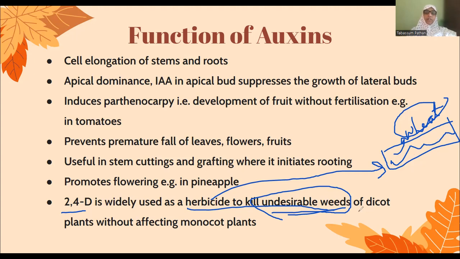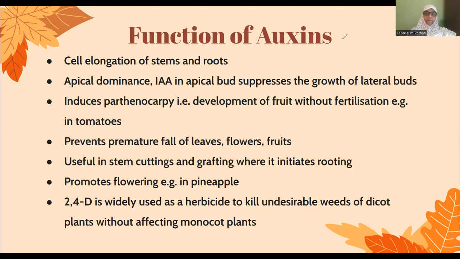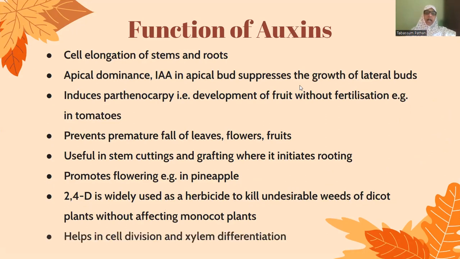They will compete for fertilizer, the nutrition, minerals from the soil. So auxins kill undesirable weeds of dicot plants without affecting monocot plants. If you are growing a monocot plant in the field and the undesirable weeds are of the dicot type, you can easily spray auxin and get rid of them. There will be no harm or effect on the plants growing in the field. It also helps in the division process and xylem differentiation of the plant.